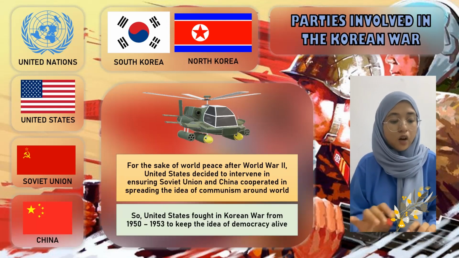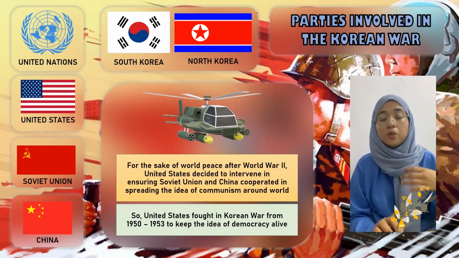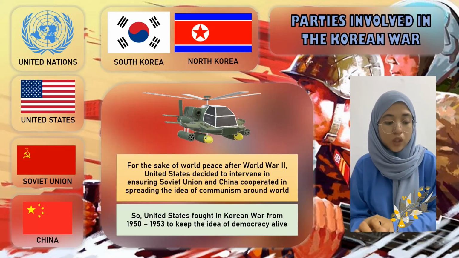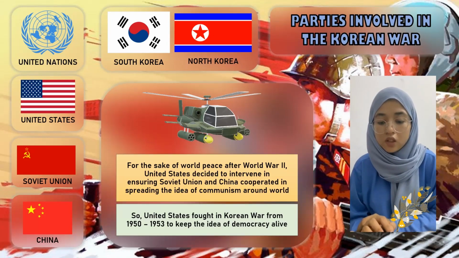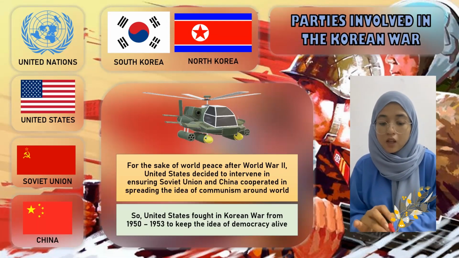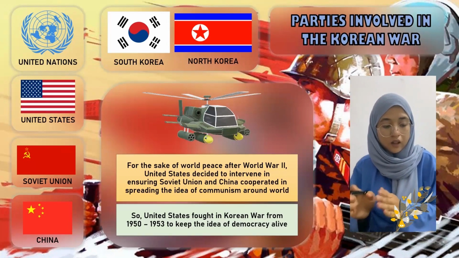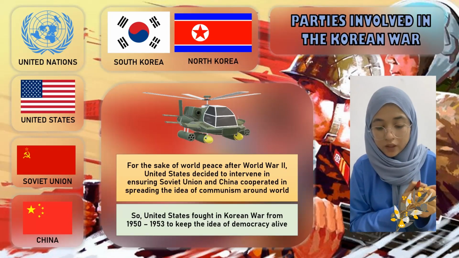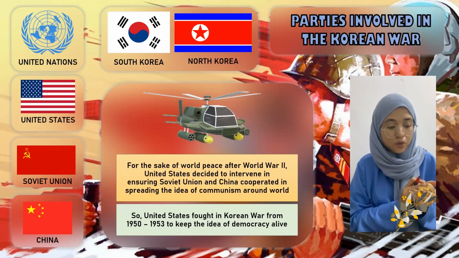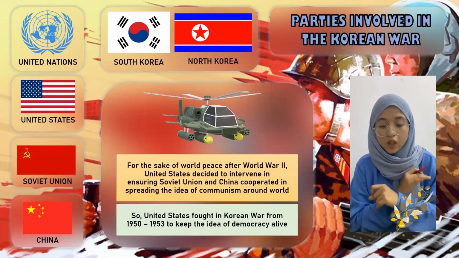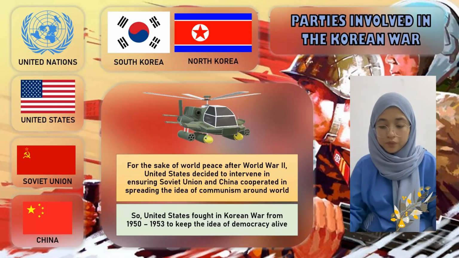But for the sake of world peace, after the outbreak of World War II, the US decided to intervene, ensuring the Soviet Union and China cooperated in spreading the idea of communism. It would spread on both sides of Korea and other countries that would also follow it, and this would cause serious wars that would lead to World War III taking place around the world.